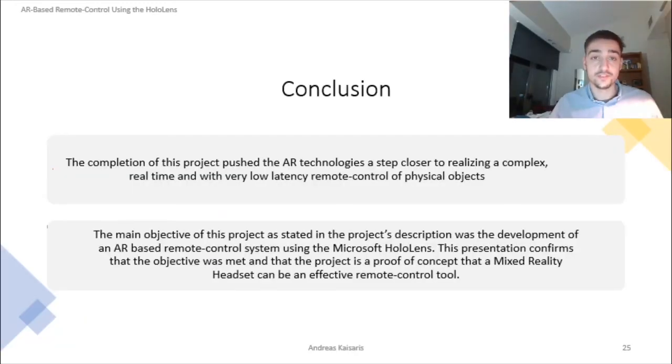The project is now complete, and we can safely say that it pushed the AR technologies a step closer to realizing complex, real-time, and with very low latency remote control of physical objects. The main objective of this project, as stated in the project description, was the development of an AR-based remote control system using the Microsoft HoloLens. This presentation confirms that the objective was not only met, but it acts as a proof of concept that a mixed reality headset can be an effective remote control tool.